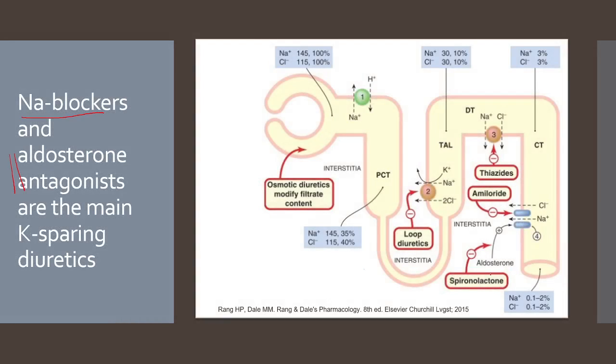So here we have chloride and sodium reabsorption being mediated by aldosterone receptor activation, which gates these channels, and amiloride directly blocks them. Spironolactone stops aldosterone opening these channels.